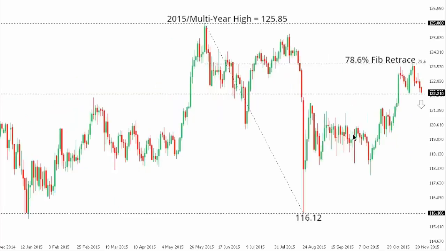Dollar yen. So dollar yen remains under pressure after stalling out by a key 78.6 fib retracement in the 123.75 area off that 2015 multi-year high to August low move. At this point, a close below 122.20 on Wednesday will confirm the reversal here and open the door for an acceleration back down towards the 120 area at a minimum. At this point, only back above that 78.6 fib retracement at 123.75 would compromise the newly adopted bearish outlook.